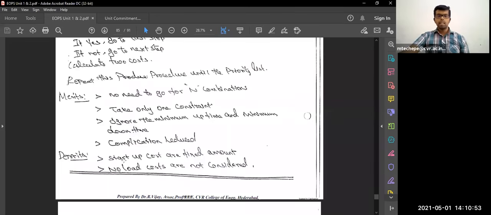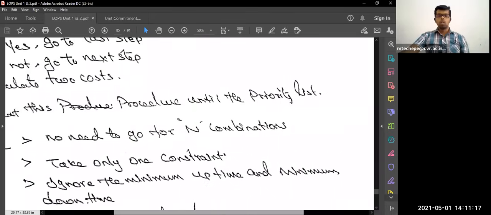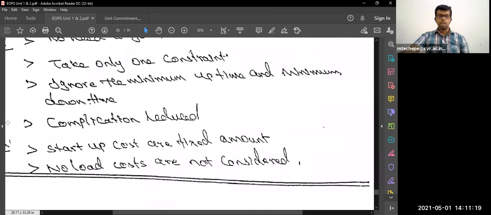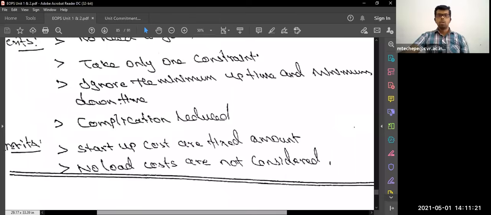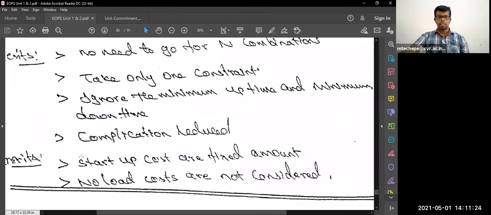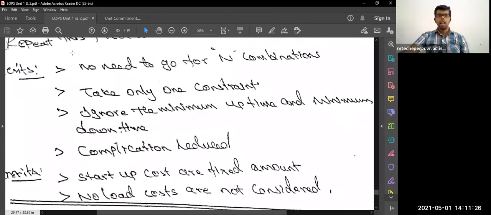So what are the limitations? Startup costs are of fixed amount, but generally they will not be fixed; they might be somewhat varying. No load costs are not considered, but in practice we have to consider the no load cost also. So these are the limitations. And these are the advantages.